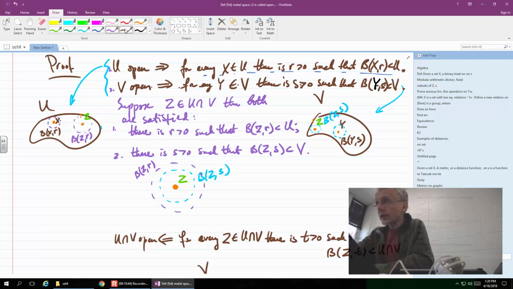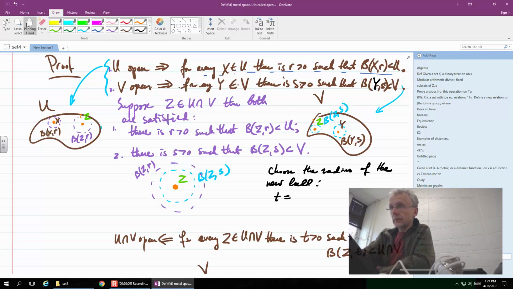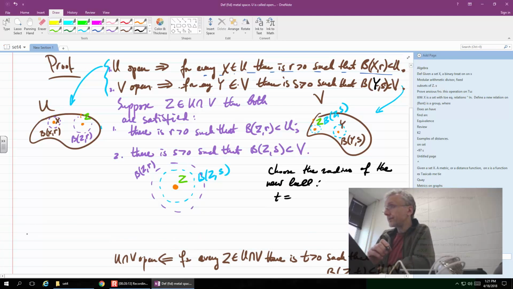So, can you suggest a T? T is what we are after, the radius of the new circle. So, choose the radius of the new ball, T equal to, okay? Can you suggest anything?